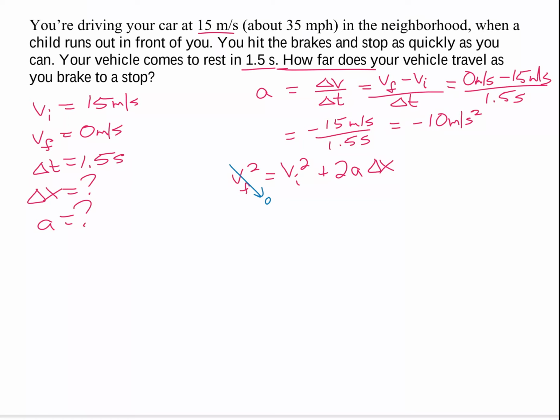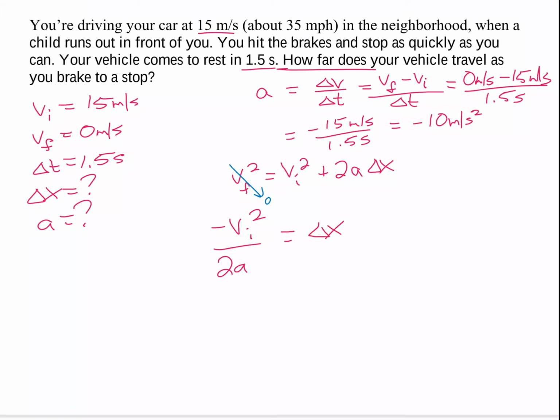Okay, now, before you plug in numbers, solve for the variable that you're looking for. Get in the habit of doing this. Don't plug in numbers first. So we're going to subtract v sub i squared from both sides. We're not subtracting the 2a, that is all multiplication: 2 times a times delta x. So we're going to divide both sides by 2a. And now I have delta x by itself.